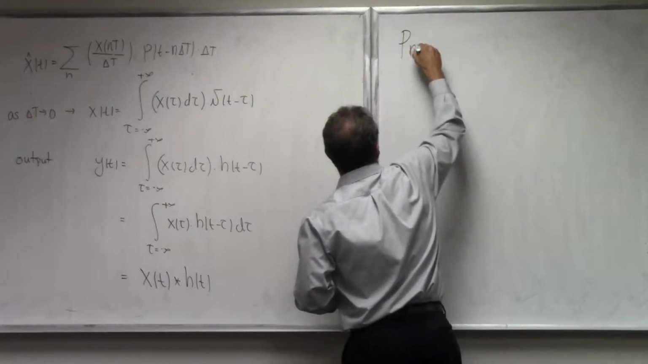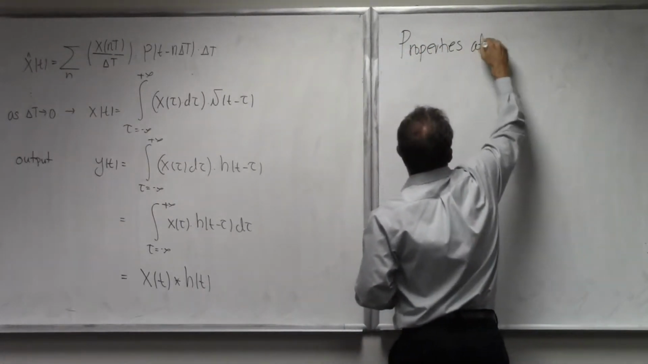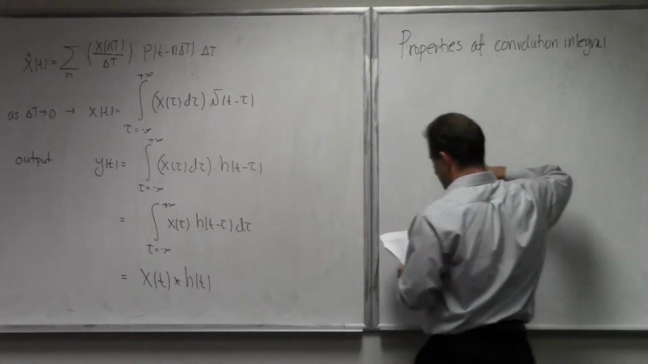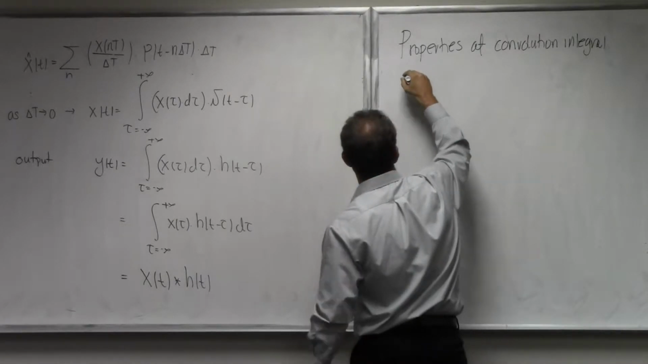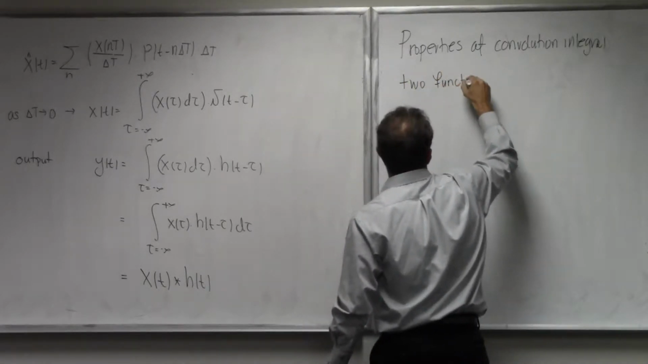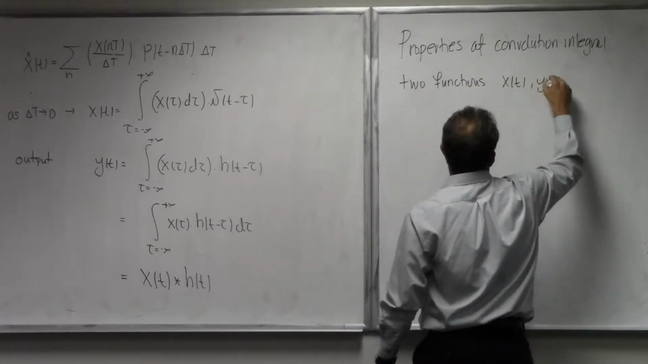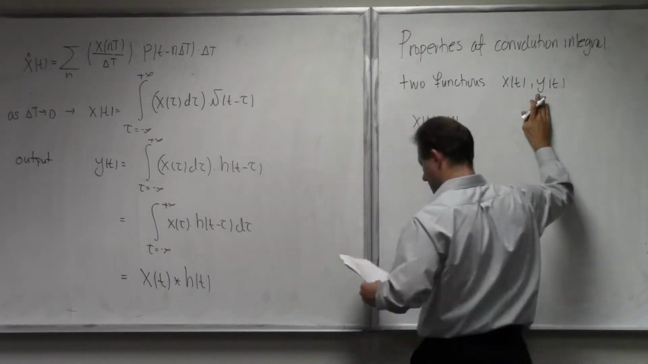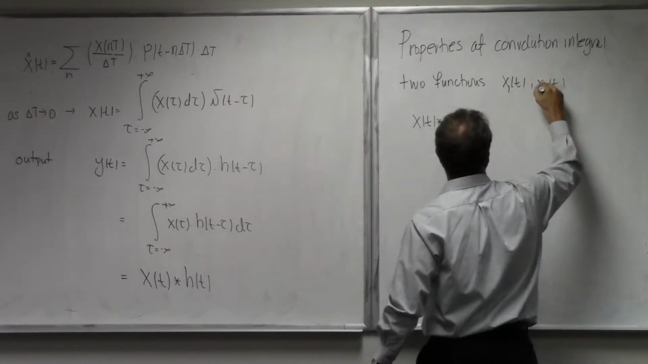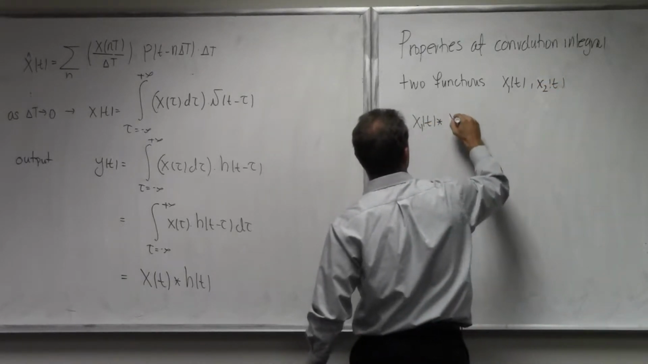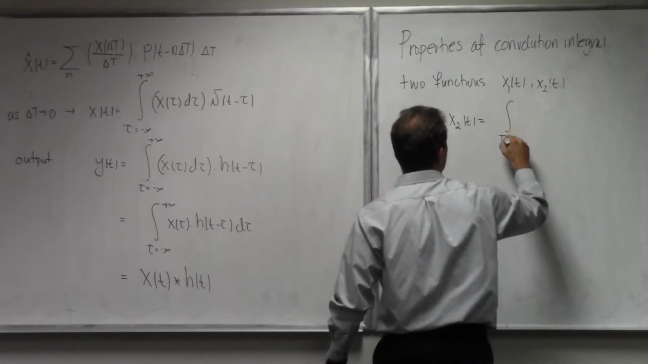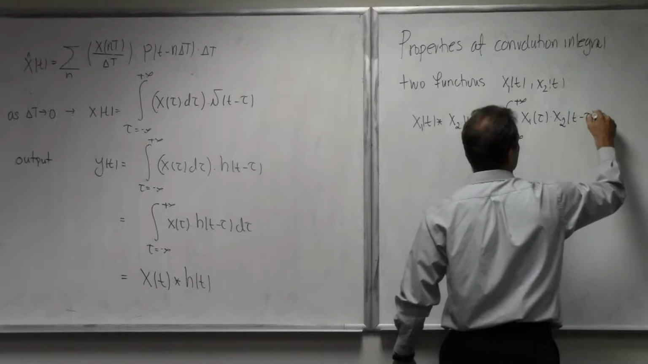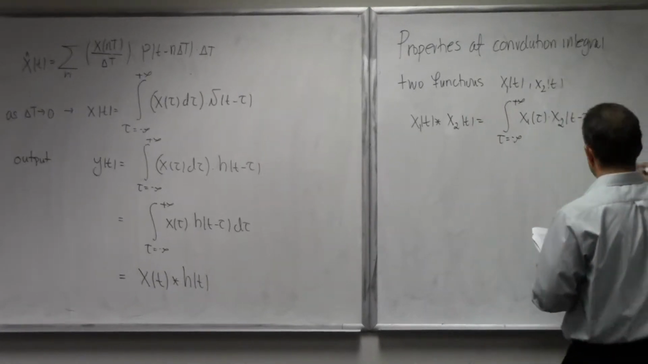So, properties of the convolution integral. I have two time domain functions, x1 of t and x2 of t. I define x1 of t convolved with x2 of t as the integral, when tau goes from minus infinity to plus infinity, of x1 of tau times x2 of t minus tau d tau. And I call that the convolution integral.